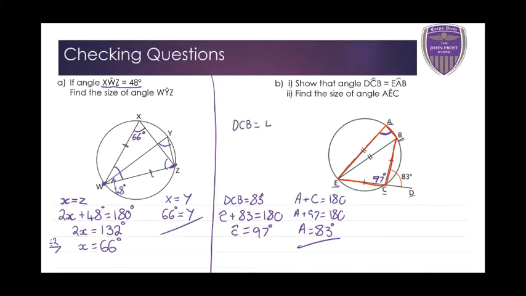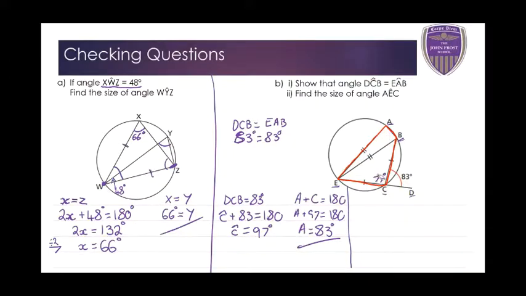Okay, so DCB equals EAB. So 83 degrees equals 83 degrees. Okay, cool. That's the first part done now. Now the second part is we need to find the angle AEC.